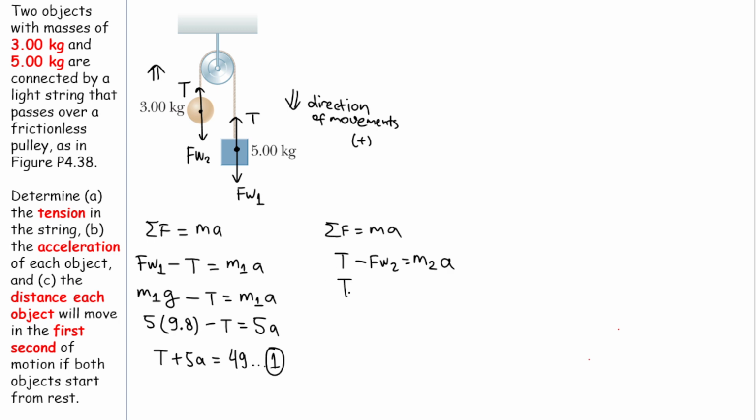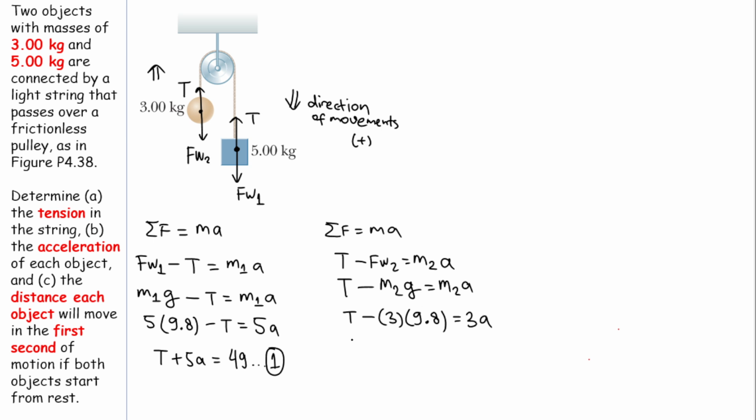So now we'll have T minus the weight of this one, which is the mass of this object multiplied by g, and that will equal mass number 2 multiplied by the acceleration. So we'll have T minus mass number 2, that will be 3, multiplied by g, which is 9.8, and that will equal 3 multiplied by a.